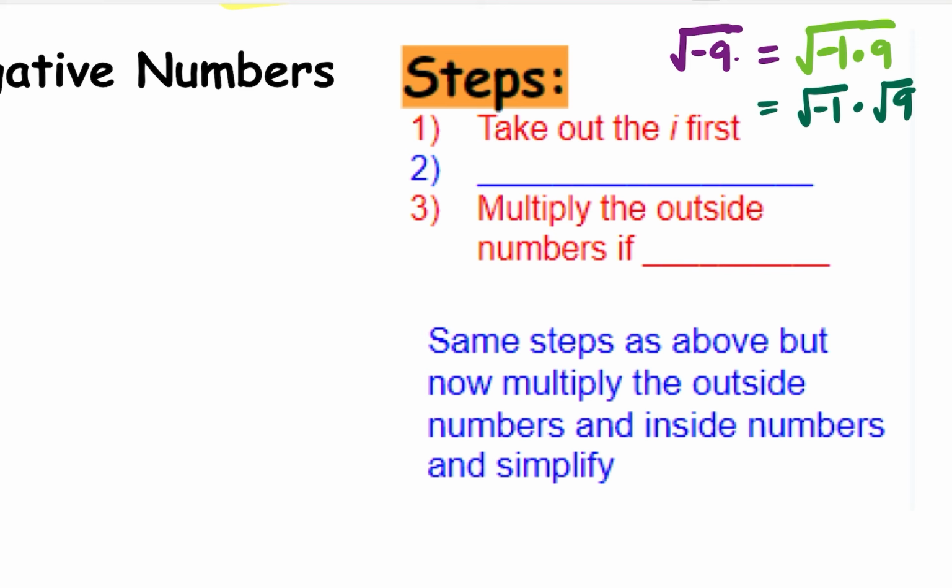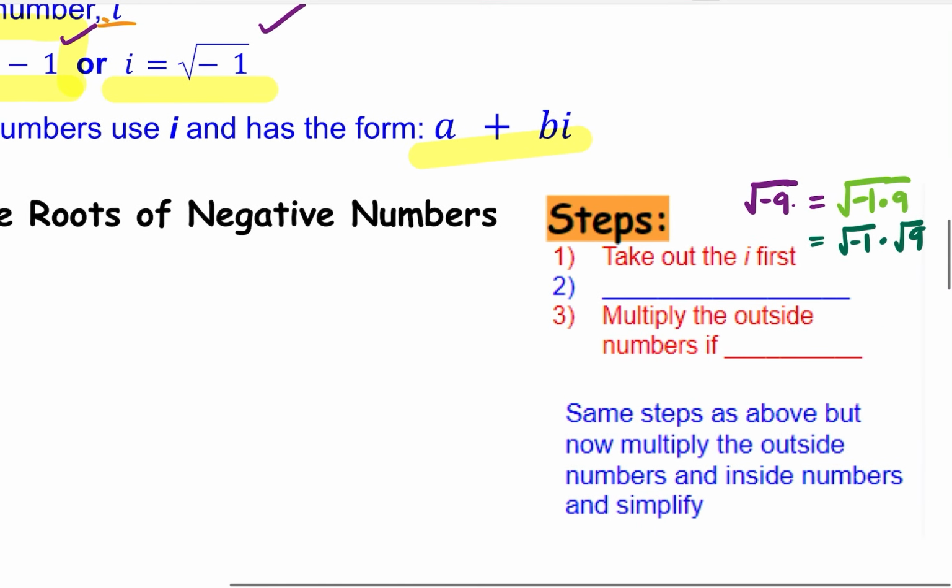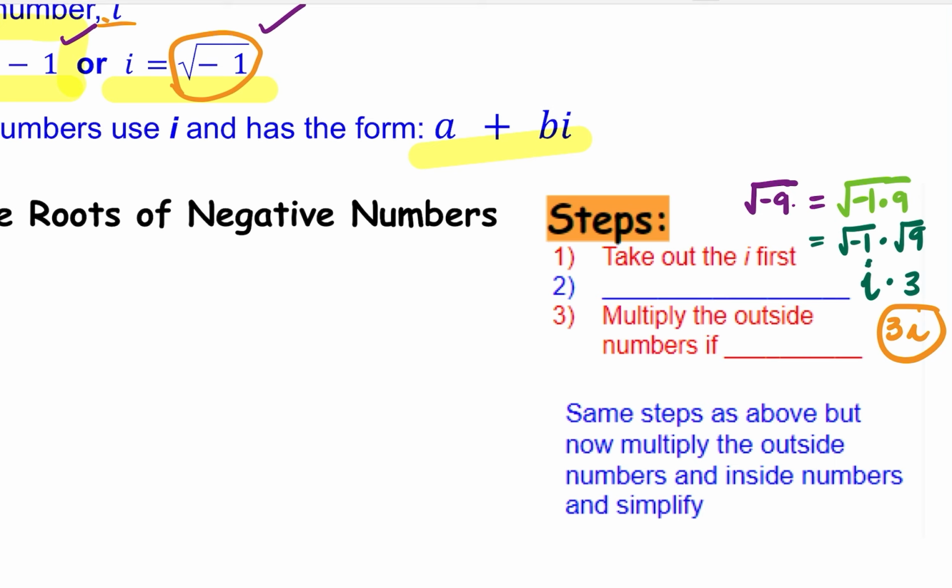As I do that, remember, if we go back here, the square root of -1 is equal to i. So instead of writing the square root of -1, I am going to write an i. Now, I am going to drop the square root of 9. The square root of 9 is a perfect square, so I will just write 3, and my answer is going to be 3i. So, to simplify.